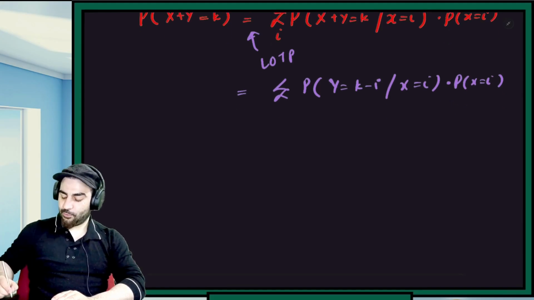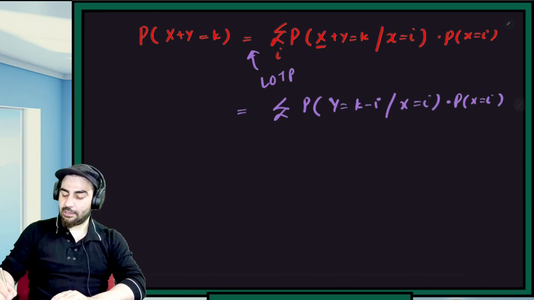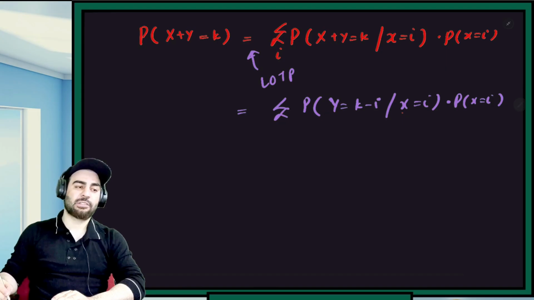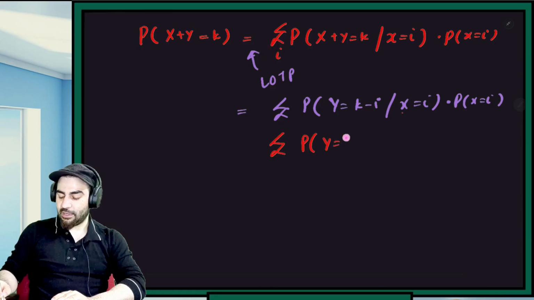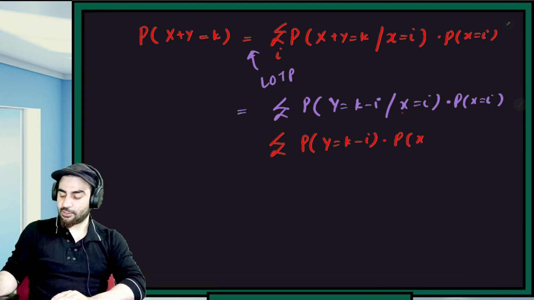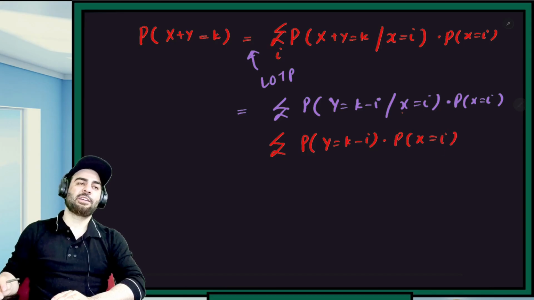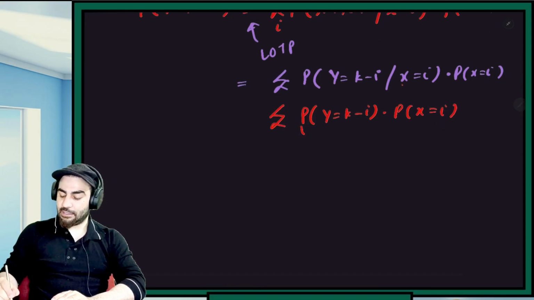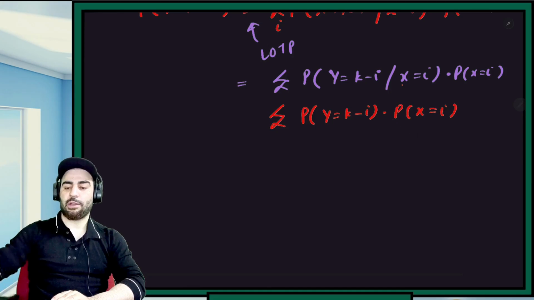Now if you see this, x and y are independent. Once I see x is equal to i, it should tell me nothing about y. So this basically means that this should be equal to the probability that y is equal to k minus i, because this condition says nothing about y. Initially I used this condition just to get the value of y. Now I'll multiply with the probability of x. So why did I do this? Because I know the probability of y and I know the probability of x, since both of these are binomial random variables, and I can use the binomial theorem.